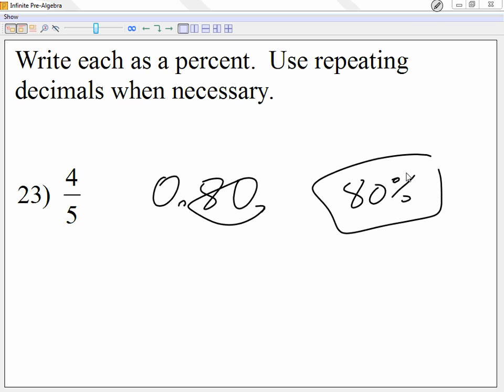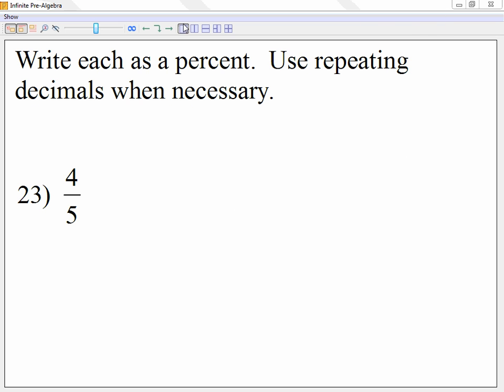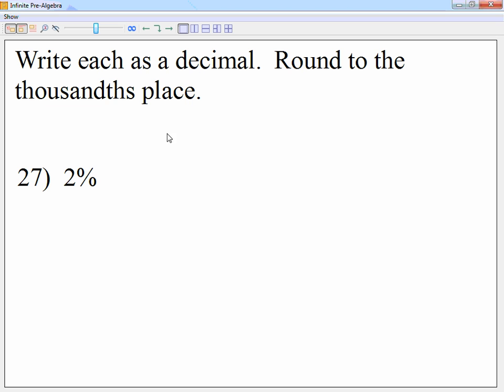Then let me skip to number 27. Write it as a decimal. We have percent. I know from a decimal to percent, I move to the right. So from a percent to a decimal, I move 2 places to the left. Right? The point is there. Add a 0 if you need to. Move 2 places to the left. So I'm going to have 0.02. The 0 before the point, it's optional. So I'm going to write it out. So 0.02.